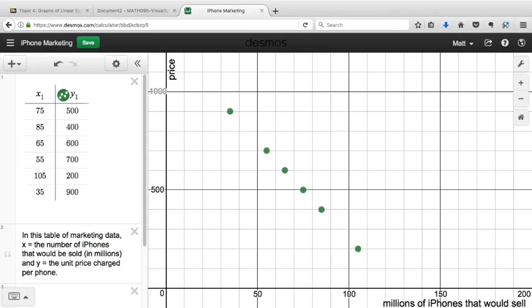And what do you notice about the picture that might not be immediately obvious from looking at the table of data?